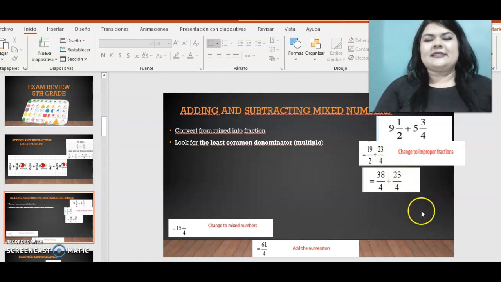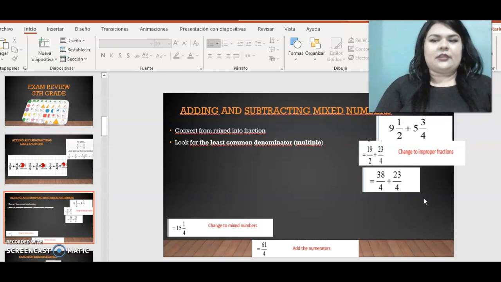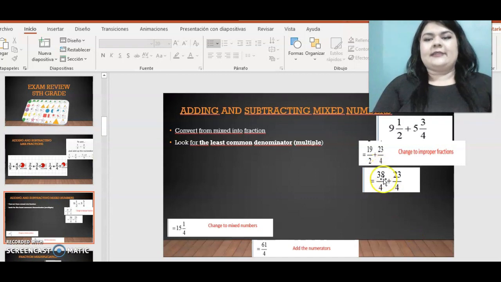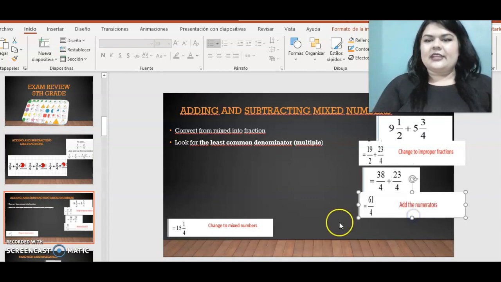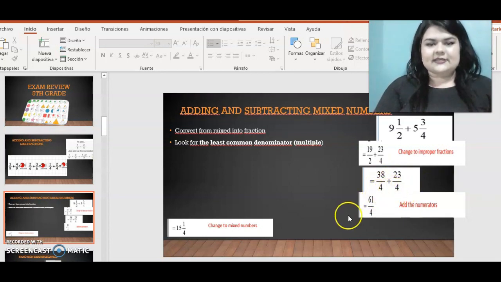The idea in here, guys, is that to add or subtract fractions or mixed numbers, I really need to have the same denominator. Now that I have the same denominator, I just add up the numerators. 38 quarters plus 23 quarters equals 61 quarters. Correct? Look, I just add up the numerators. 38 plus 23 is 61, and I copy my denominator because this never changes.